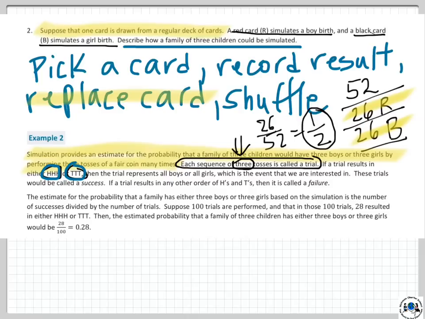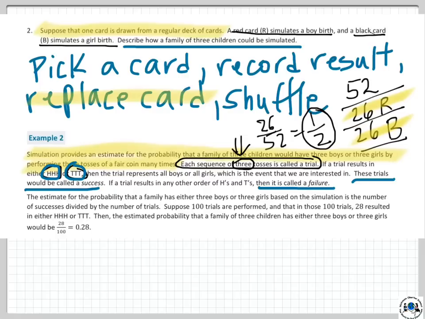So these trials, in this case HHH or TTT, would be considered a successful trial. If a trial results in any other order of H's and T's, then it is called a failure. That is for this simulation in particular. We are trying to see the probability of all H's or all T's, so all boys or all girls. Whenever we get an HHH or a TTT, it would be considered a successful trial. This could be applied to other situations in the real world, which is pretty much the big idea here.